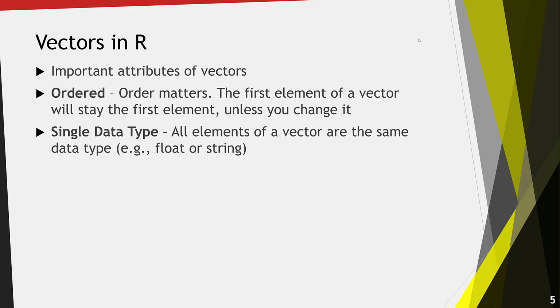Vectors have some important attributes. First of all, they're ordered, so the order of a vector matters. The first element of a vector is always going to stay the first element of the vector unless you somehow change it. Secondly, vectors have a single data type, so every element of a vector is always going to be the exact same base R data type, like a float or a string.